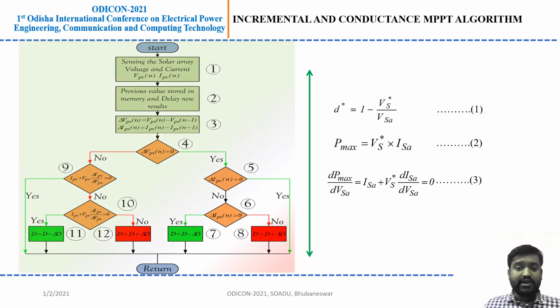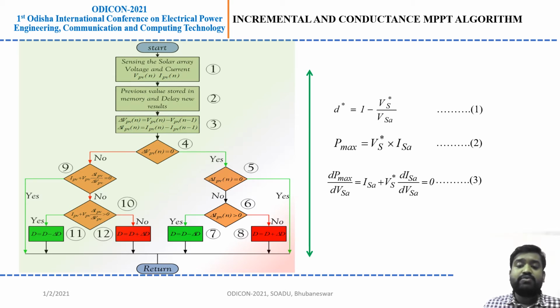And this is the MPPT tracking algorithm we are using. Initially, the PV voltage and current are sensed, and a memory block is present there. Using this duty ratio formula, 1 minus V star, where V star means the reference voltage, and the actual voltage of the solar, we are computing the duty ratio. By using the maximum power, V reference and I SA, we computed the maximum power.